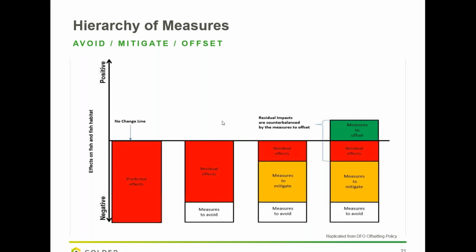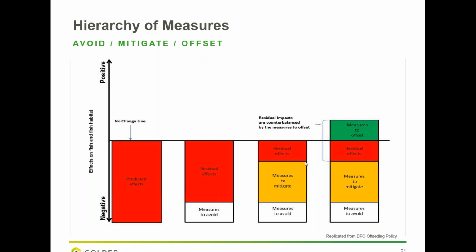And I'll say, in the codes of practice, or even a request for review that ends at a letter of advice, the intent is that the no change line kind of ends here, that your measures to avoid and your measures to mitigate can result in no change to fish productivity, or to long-term harmful alteration to the fish habitat. If you do identify those residual effects, then again, you need these measures to offset.